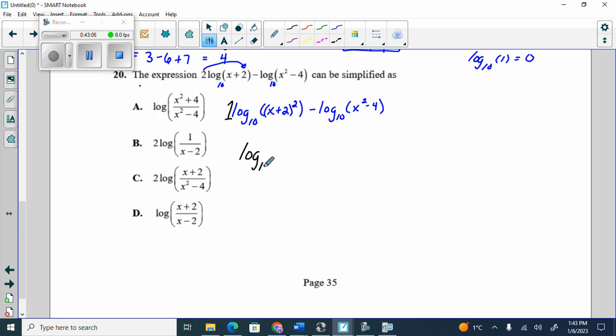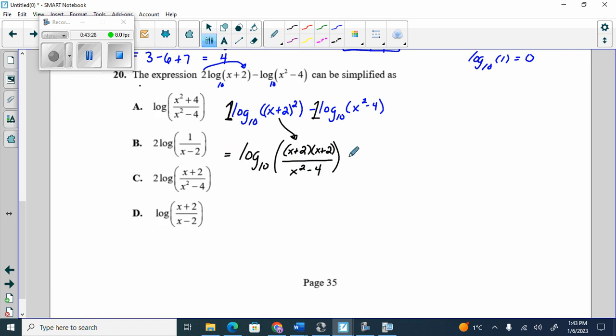So I get log base 10. And the x plus 2 squared goes in the numerator. X plus 2 squared is just x plus 2 twice. So I'm going to write it out twice. So this went in the numerator because it had a plus 1 in front. And this has a minus 1 in front. So x squared minus 4 goes in the denominator.